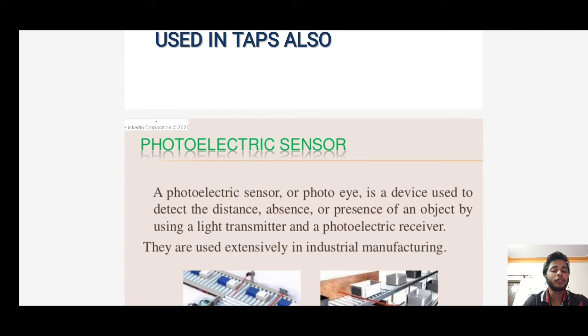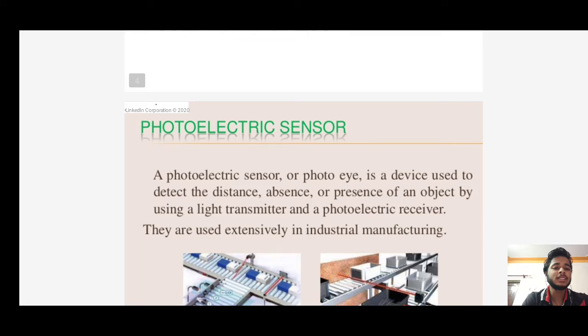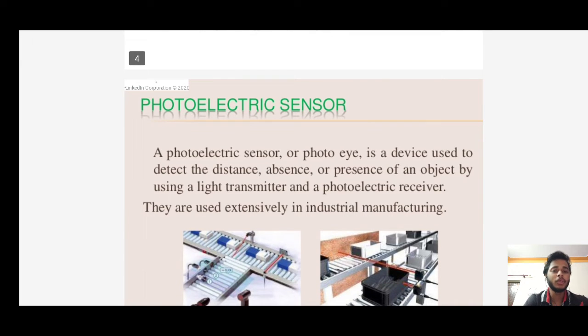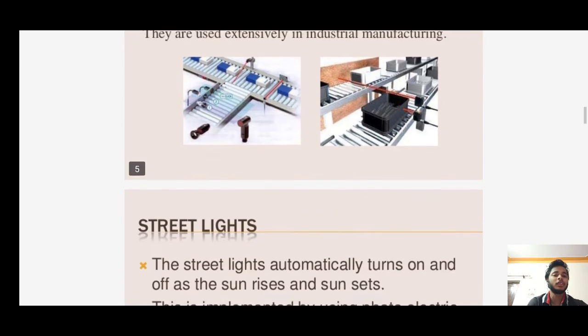Photoelectric sensor. A photoelectric sensor or photo eye is used to detect the distance, absence or presence of an object by using a light transmitter and a photoelectric receiver. They are used extensively in industrial manufacturing.